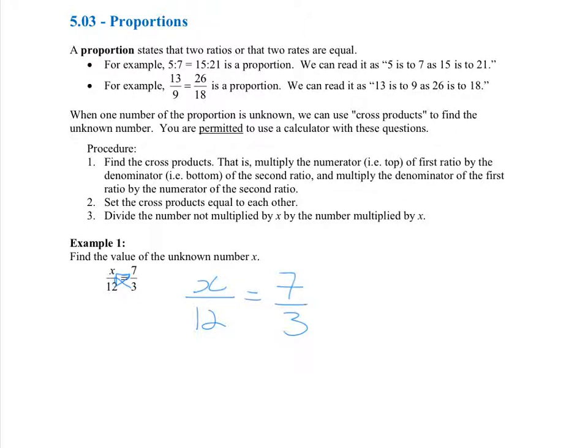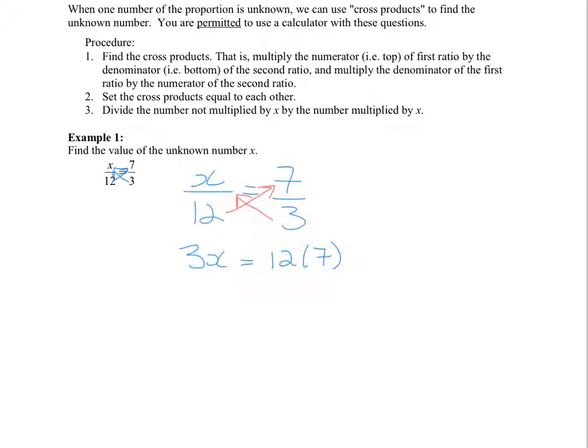Okay, so to do cross products, what you do is you multiply up and across. So 12 times 7, and when we multiply, we sometimes put in brackets that this means 12 times 7. And then you also multiply this way, 3 times x. When we multiply a number and a letter, you just put them together. So 3 times x is just 3x. So now, we rewrite the equal sign. 12 times 7 is 84, and then we still have 3x over here.